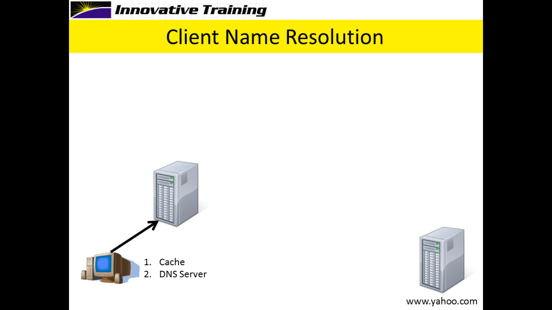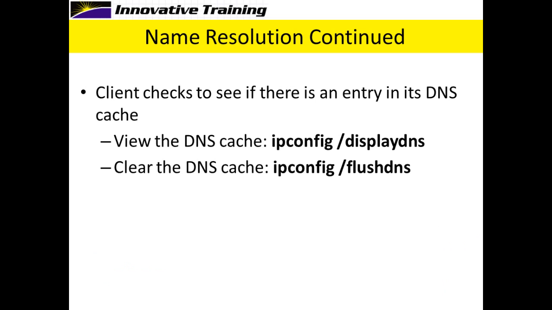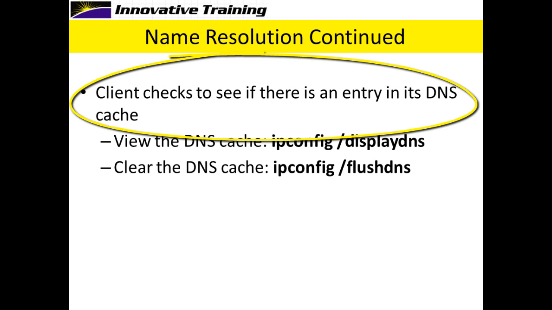The first thing the client does is check its cache, and if it can't get the answer from the cache, it will contact the DNS server. So when the client resolves a name via DNS, it puts the answer into a DNS cache, and the answer stays in there for a certain amount of time called the time to live. If the client needs to check and resolve a name, it's going to first check that DNS cache to see if it's already resolved that name in the past.